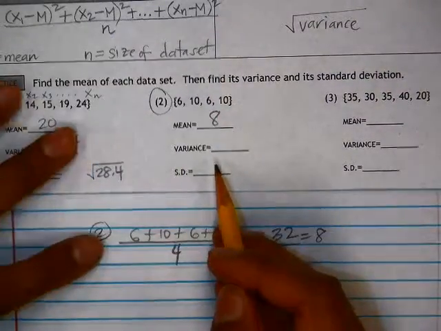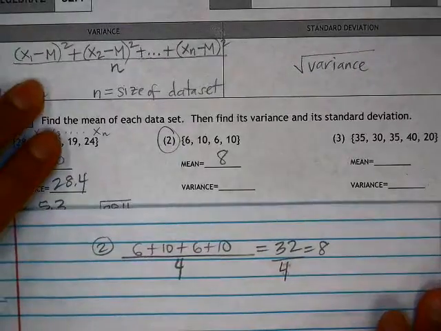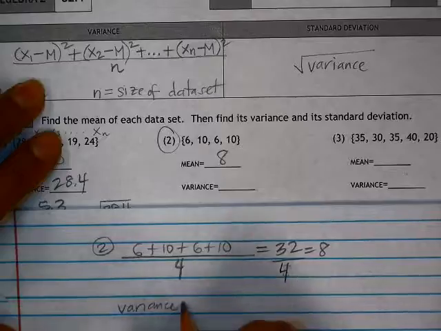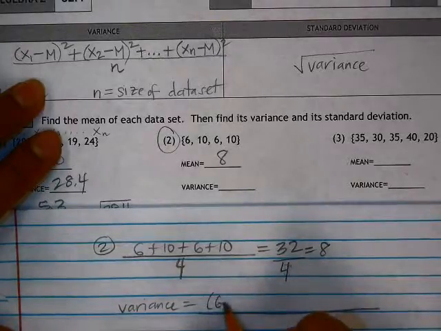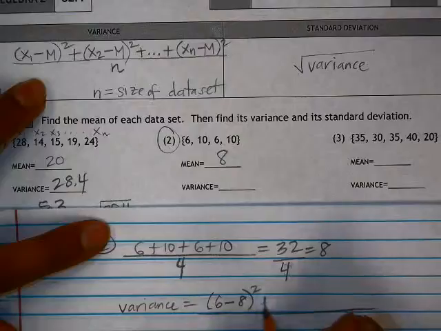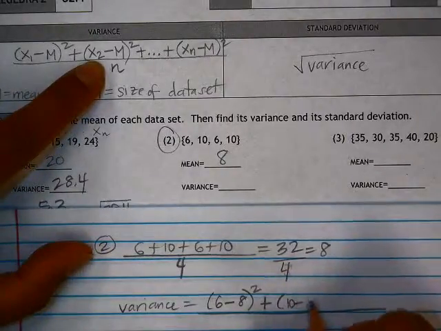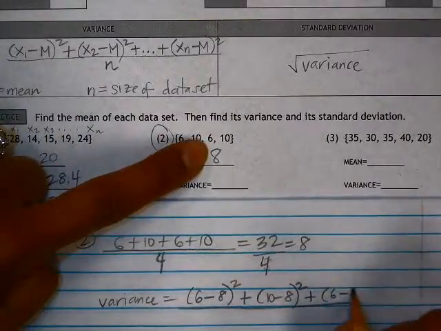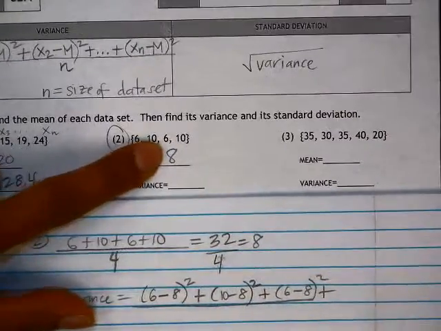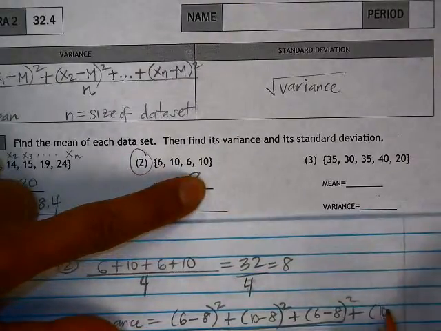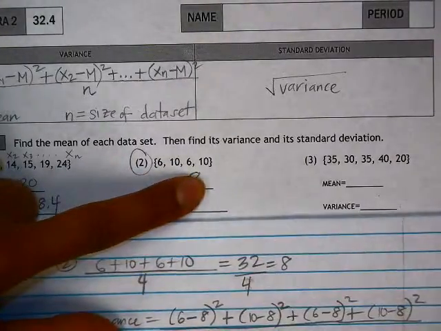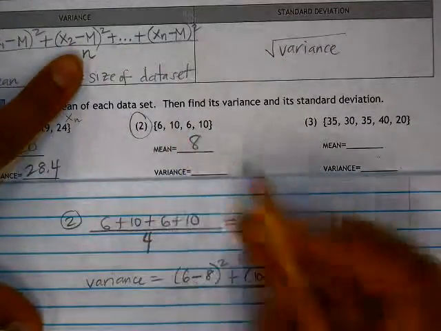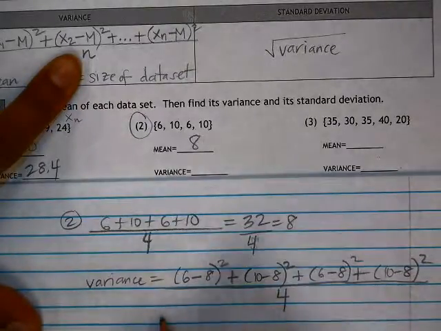Okay, so variance. Again, looking at our formula, we're going to take the first value in our data set, subtract the mean, and square it. Take the second value, subtract the mean, and square it. The third value here is 6, subtract the mean and square it. And the last value is 10, so 10 minus 8, and square that. The denominator is the size of the data. We have 1, 2, 3, 4 values.